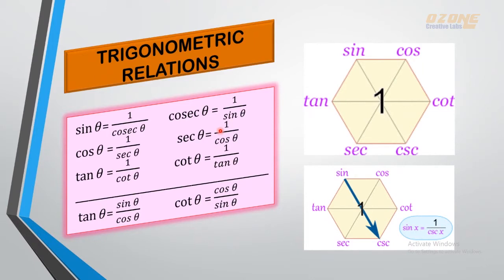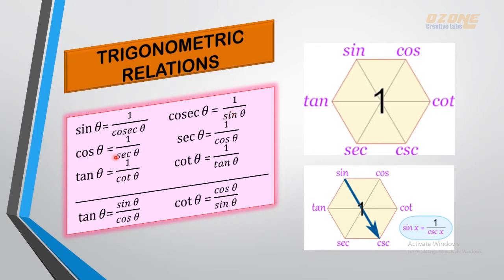Trigonometric relations. Now we will go through the relationship between each trigonometric value. As we have told already, sine and cosec are reciprocals, cos and sec are reciprocals, tan and cot are reciprocals. The reciprocal of x we write as 1 by x, and the reciprocal of 5 we write as 1 by 5, right? So since sine and cosec are reciprocals, we can write sin theta equal to 1 by cosec theta, and cosec theta equal to 1 by sin theta.